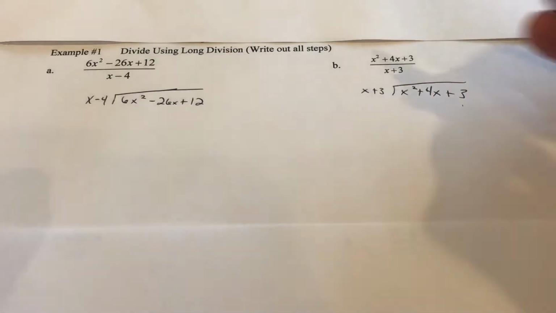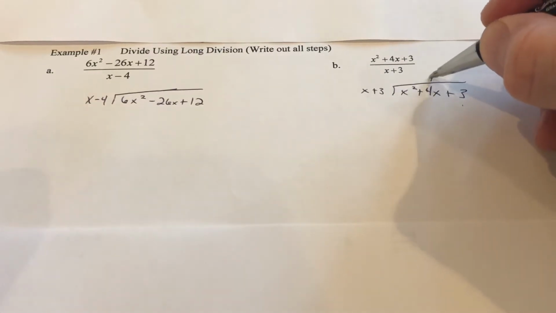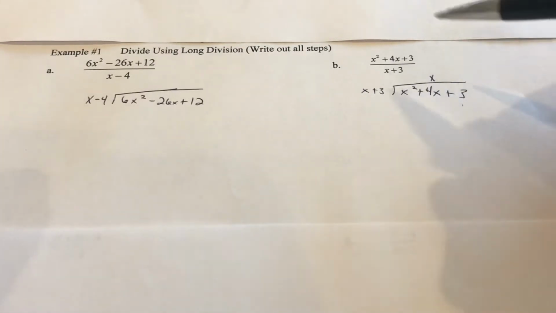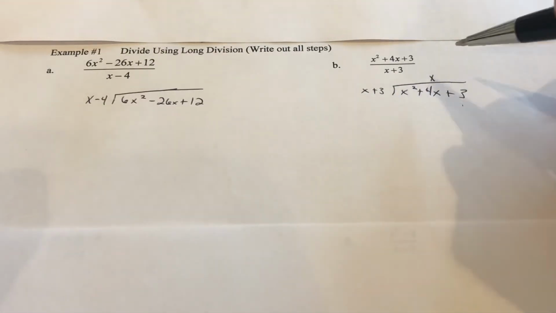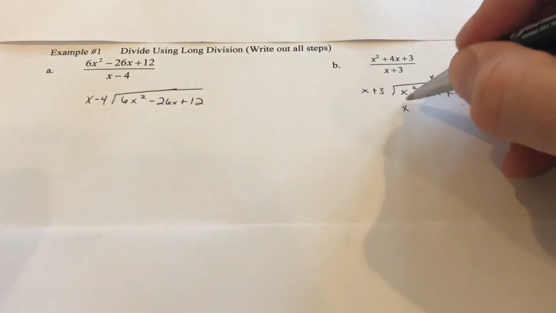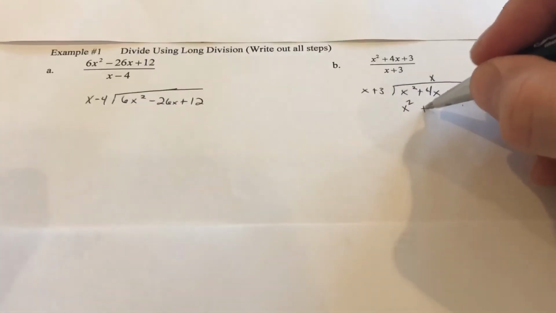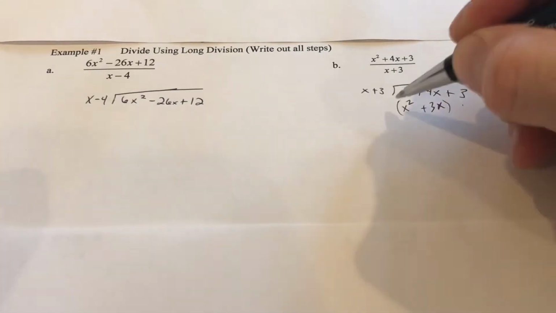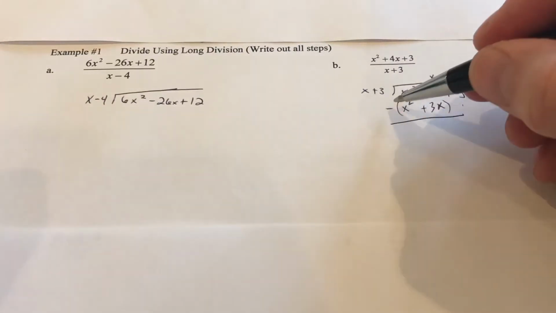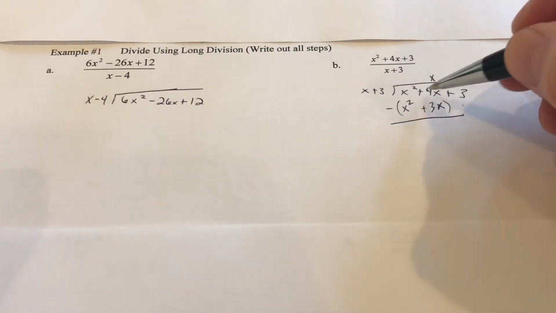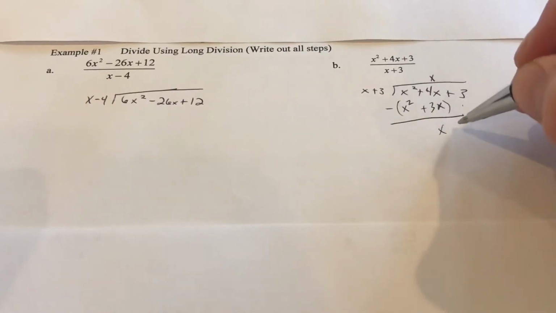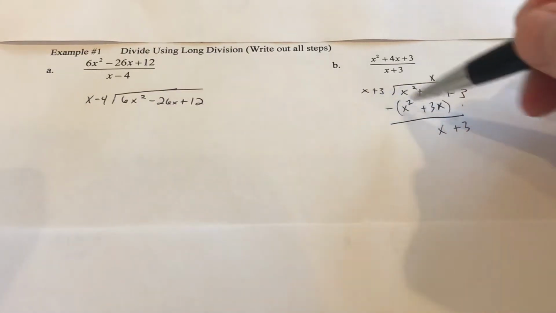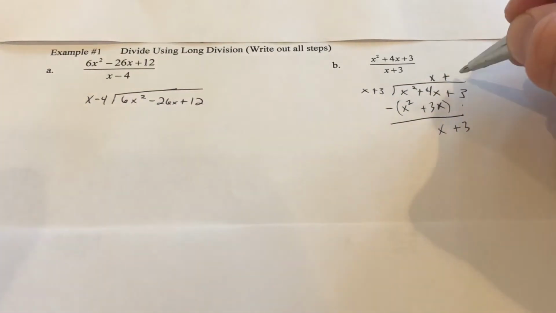Well, x times x is x squared. I want to keep these lined up. So since this is x to the first degree, I'm going to put my x up there, okay? Now I'm going to multiply x times x plus 3. Well, x times x is x squared. x times 3 is 3x. Okay, just like before, I want to subtract that. So x squared minus x squared, well, that's gone. 4x minus 3x is 1x, and we want to bring down the plus 3. Okay. How often does x go into x? Well, that's 1 time. We want to line up the constants here.